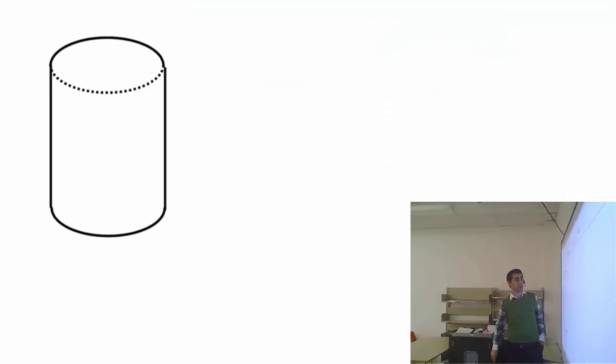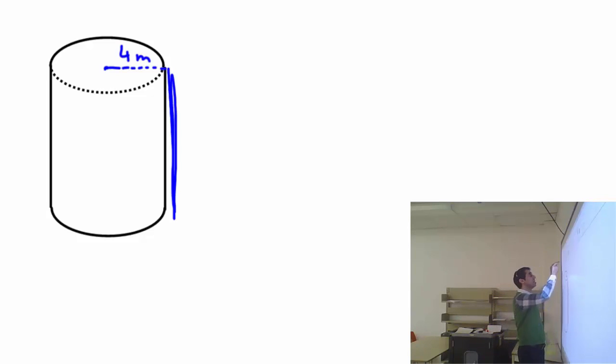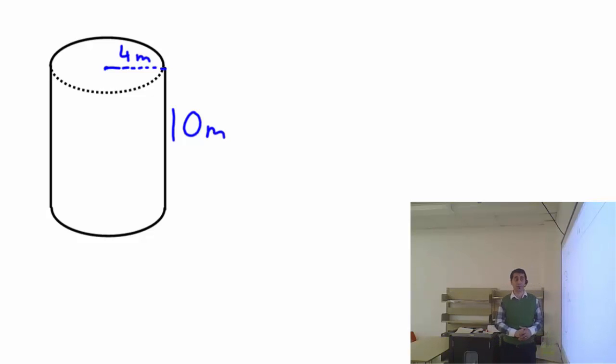Let's do another example for cylinders. When we have a cylinder, the question must give us the radius. In this case, let's say the radius is 4 meters, and the question has to give us the height of the shape. In this case, let's say the height is 10 meters. And what is the volume?